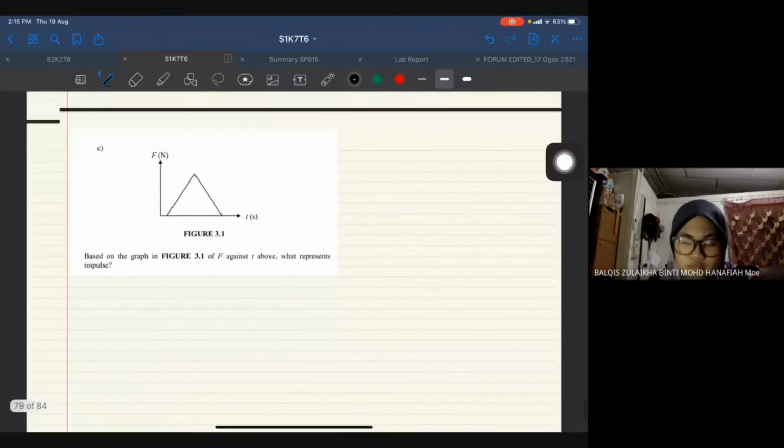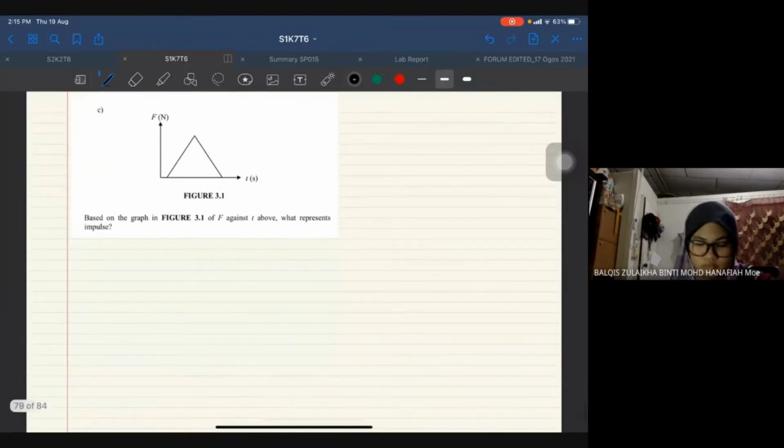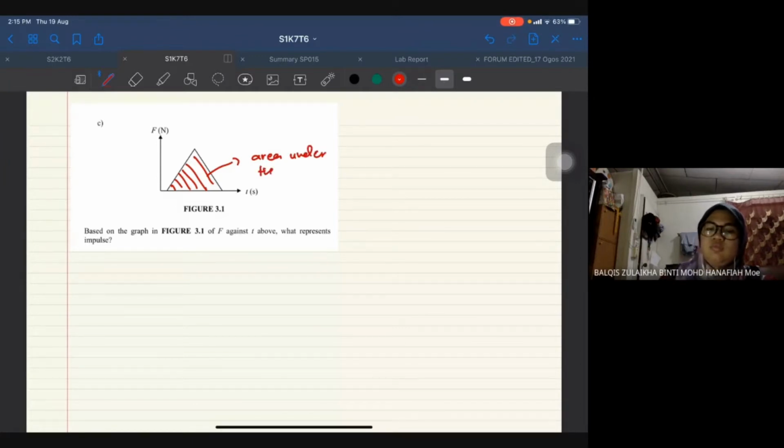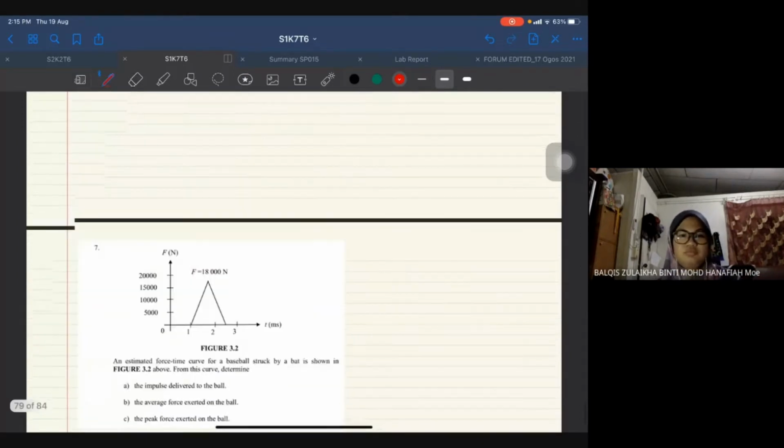No, eh? Okay, see, based on the graph in figure 3.1, F against T above, what represents impulse? So this one is simple. What's the answer? Area under the graph. So that would be area under graph. It depends on the shape of the graph. If it's a trapezium, then you have to use the trapezium calculation.